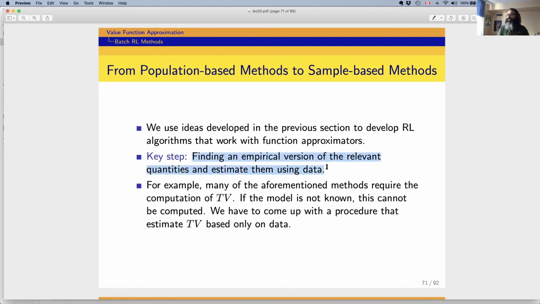The key idea is to find empirical versions of the relevant quantities and estimate them using data. For example, many of the methods that we had required the computation of TV. I use T to refer to either T pi of V or T star of V. If the model is not known, this cannot be computed, and we have to come up with some procedure to estimate T pi based only on data.